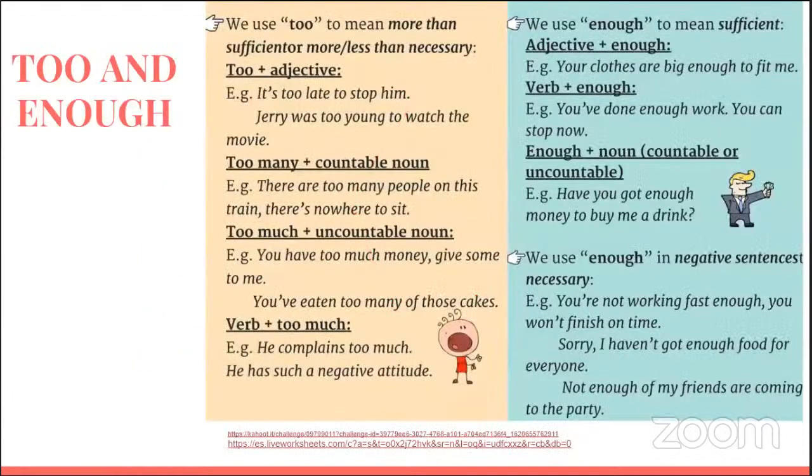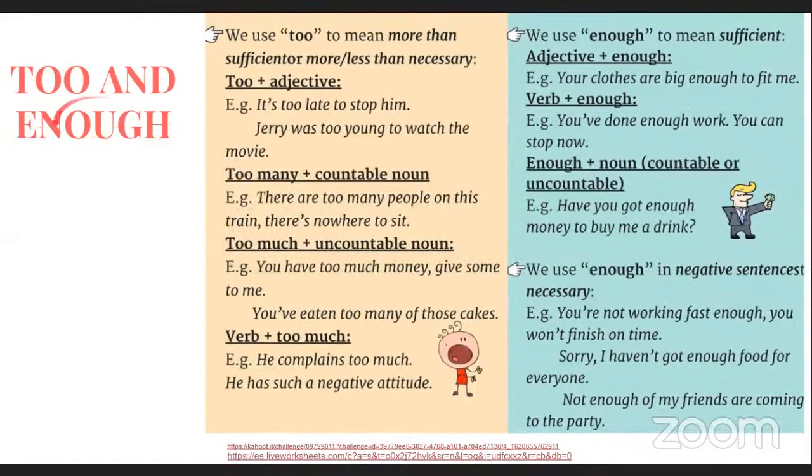Well, next thing you're going to review on this unit is the use of too and enough. What is the meaning of too and what is the meaning of enough? Too means more than sufficient or more than necessary. And too can be used followed by an adjective. For example, it's too late to stop him. Jerry was too young to watch the movie. As you see here, we have adjectives, right? After too.